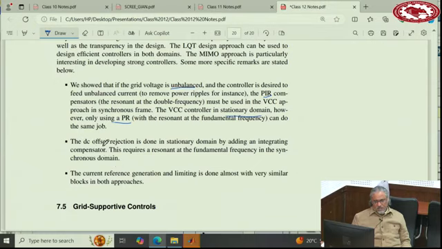And then you can add the DC offset rejection. It is done in a stationary domain by adding an integrating compensator if need be. However, if you want to reject the DC in synchronous frame, you need to add another resonant at the fundamental. And the current reference generation and limiting are almost similar in both approaches.